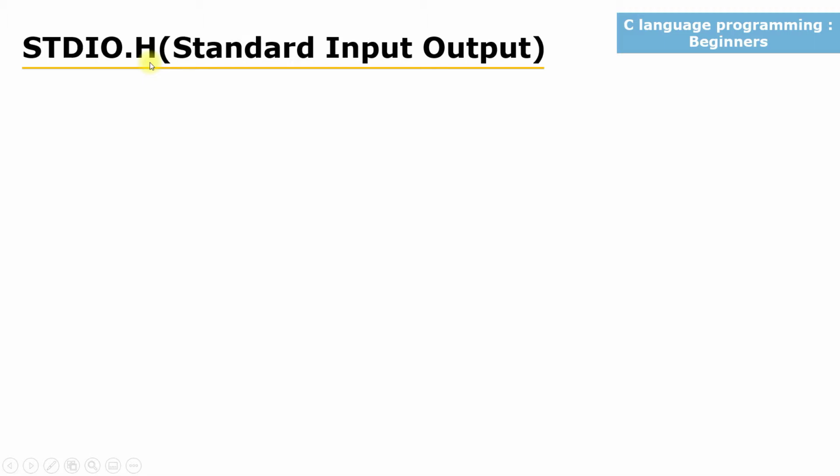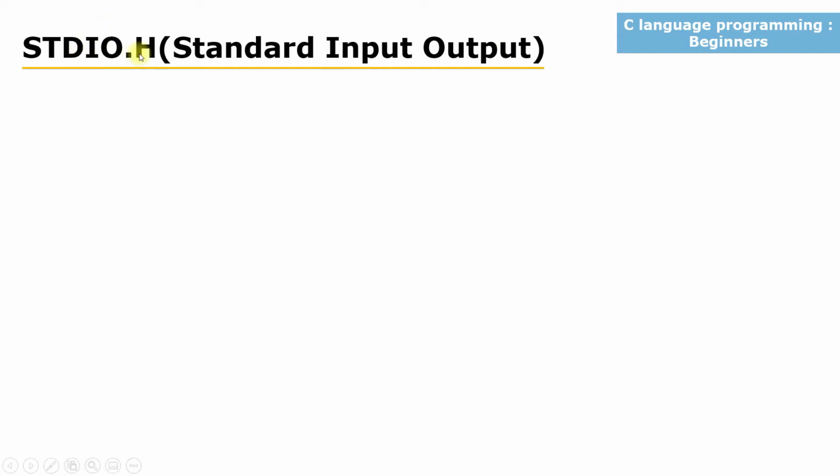stdio means standard input output. .h means header file. By looking at the header file name, we can identify which type of predefined functions that header file will contain. When we look at stdio.h, we can say that this header file contains a group of predefined functions related to standard input and output. Usually the standard input device is the keyboard and the standard output device is the monitor, as mostly we read data from the keyboard and display data onto the monitor.